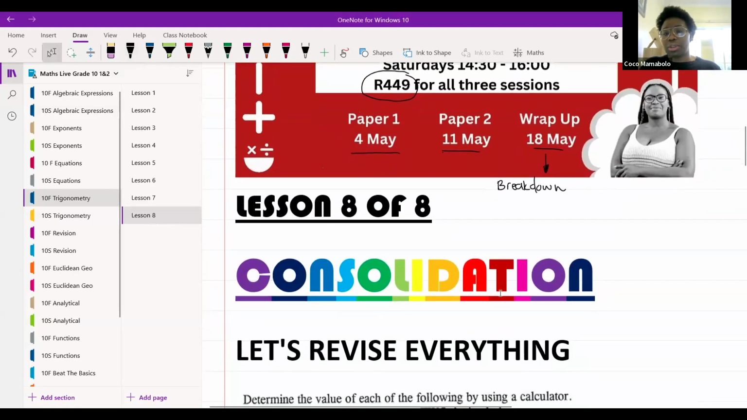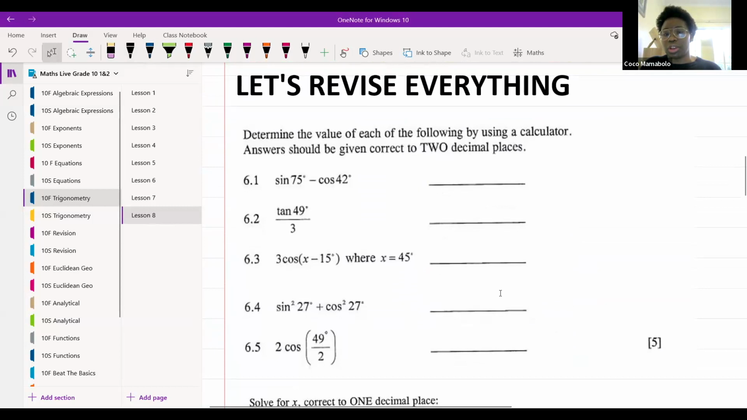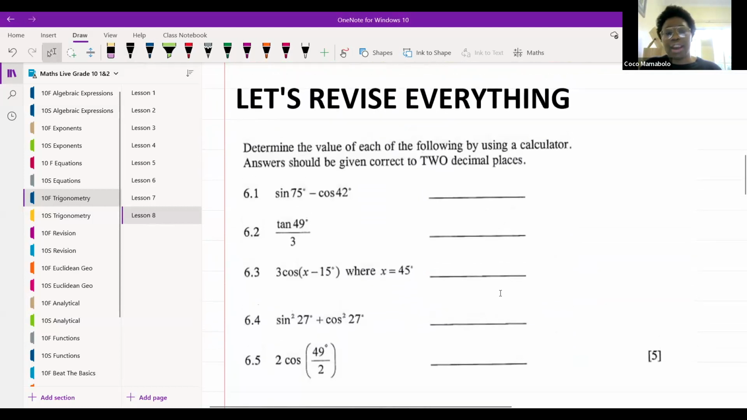We're going to start with a little bit of consolidation. We're going to do these questions that we've got here on the screen. These 5 questions, we're just going to take about, let's give it 8 minutes.